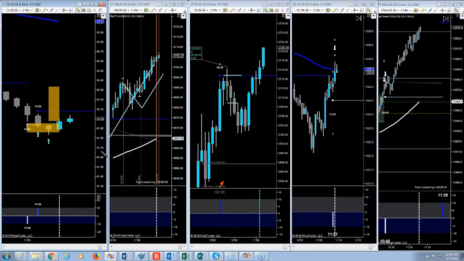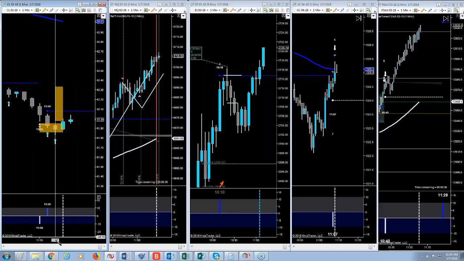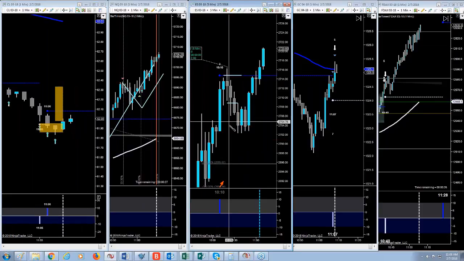Anybody still long in the ES off of that second puncture trade? There were 2 of them here today. There was the 1 puncture here, and then the second puncture here.